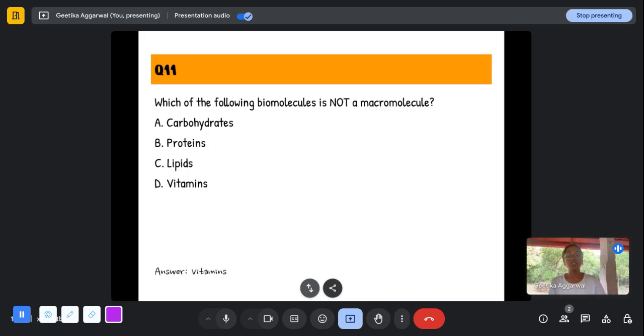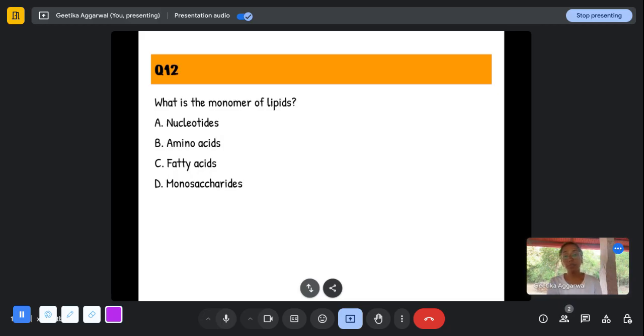So, the answer to this question is actually vitamins. You might already be aware, or we discussed, that carbohydrates are actually macromolecules formed from simple sugars, proteins are formed from amino acids, lipids are formed from fatty acids. So, they're all macromolecules, but vitamins, they are not.